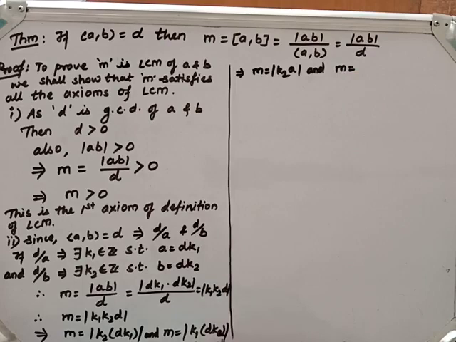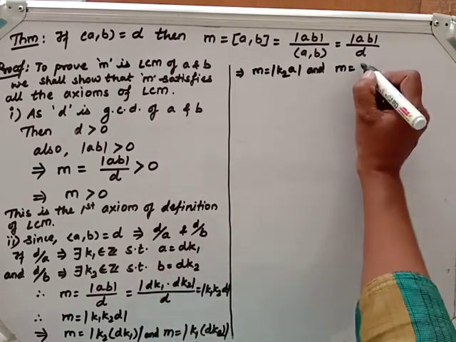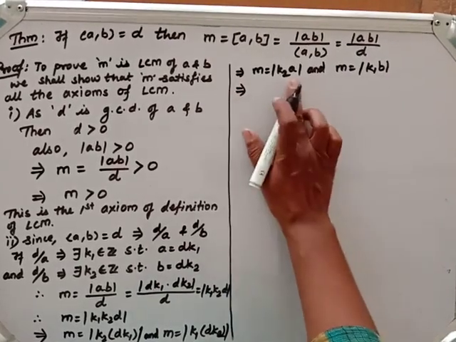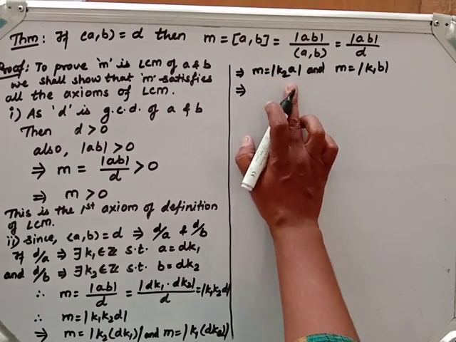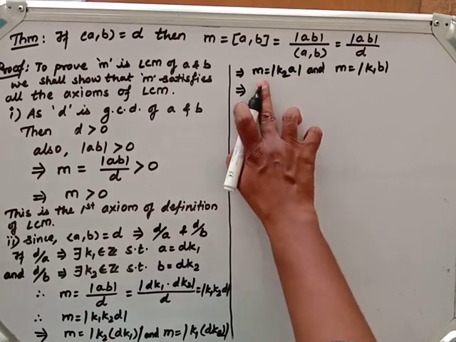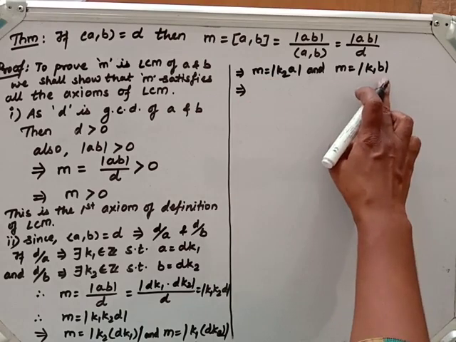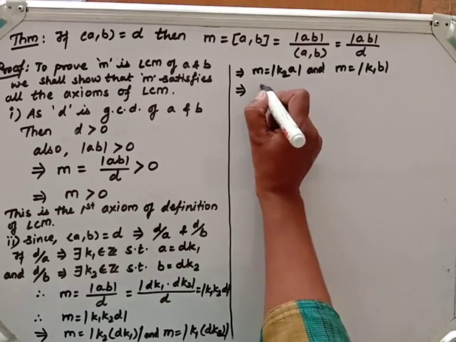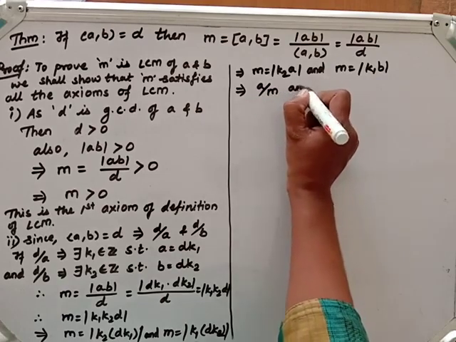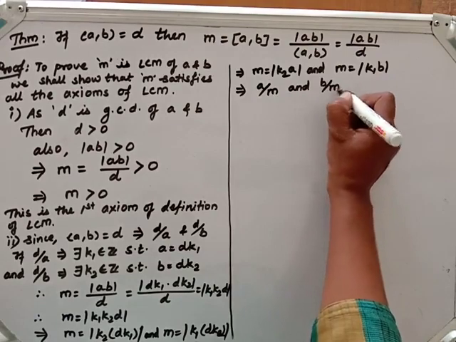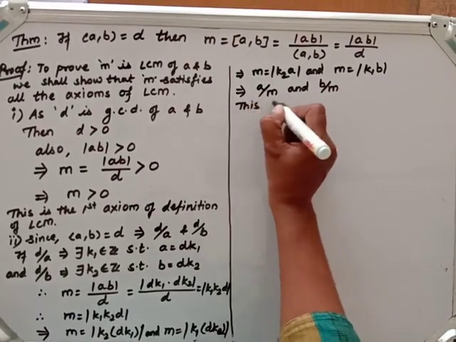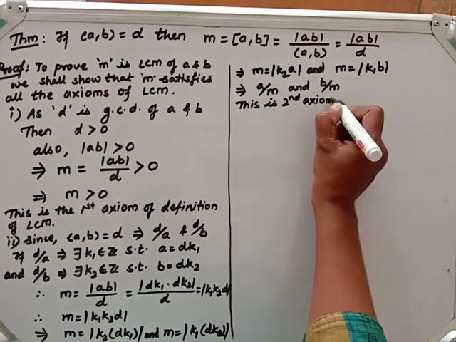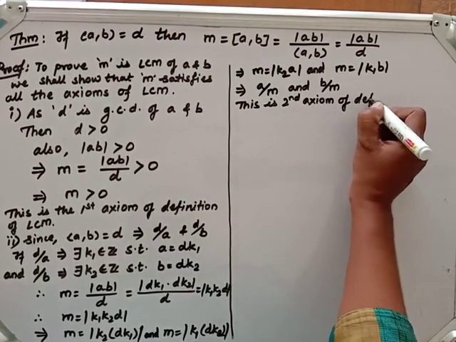Fine. Now M is equal to, look at here, DK2. What is DK2? It is B. So it is mod of K1 into B. So what does this say? M is equal to K2 A means A divides M. Also M is equal to K1 B. So what this says? B divides M. So this implies A divides M and B also divides M. And this is the second axiom. Second axiom of definition of LCM.